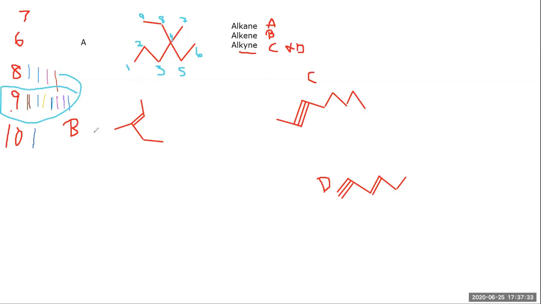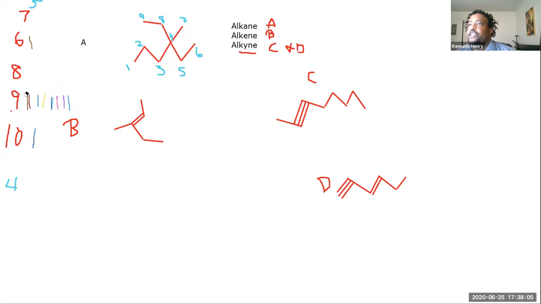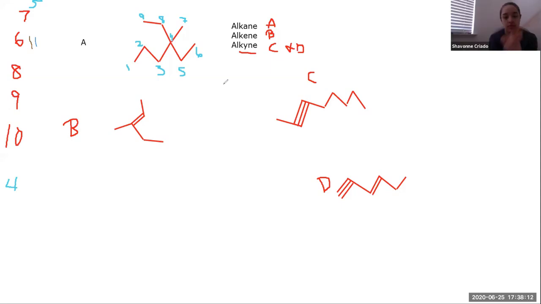How many carbons for B? You want us to vote? Let me put some more numbers up there. Dr. Henry, do the double bonds count as an extra? Nope, double bonds don't count as an extra. You're counting the number of carbons. All I want to know is the carbons. Got it. How many carbons? 6.